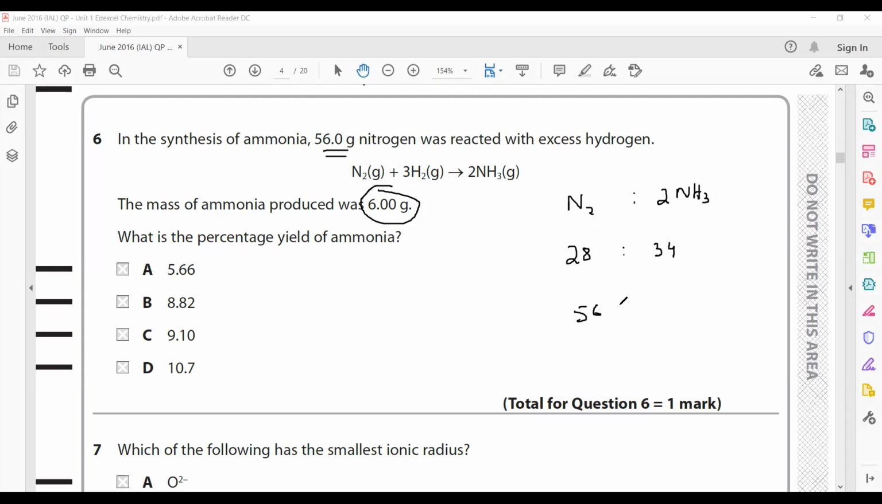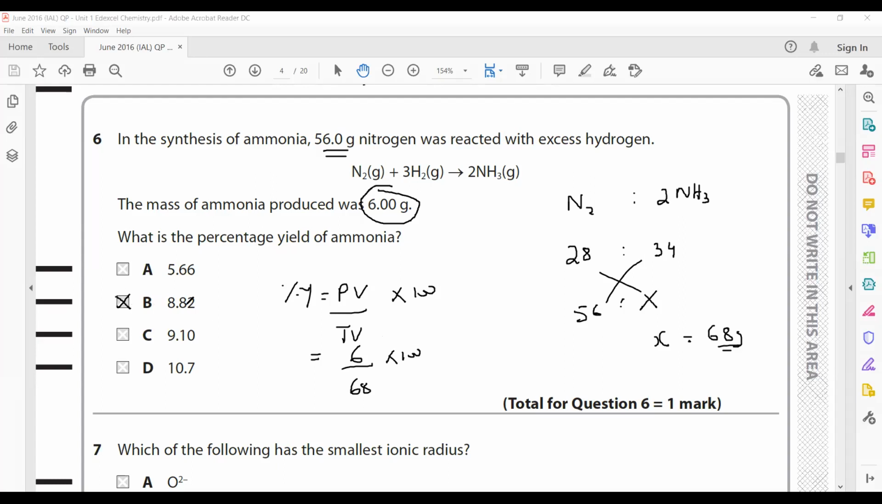If we have 56, this will be x, cross multiply. So when you cross multiply, because if this is double, this will be double, so this will be 68 grams. So according to theory, you should get 68 gram, but practically you're only getting 6 grams. So percentage yield, the formula is practical value divided by theoretical value into 100. So practically we are getting 6 gram, but theory suggests we should get 68, and we'll multiply by 100, so we'll get the yield, which is 8.82.